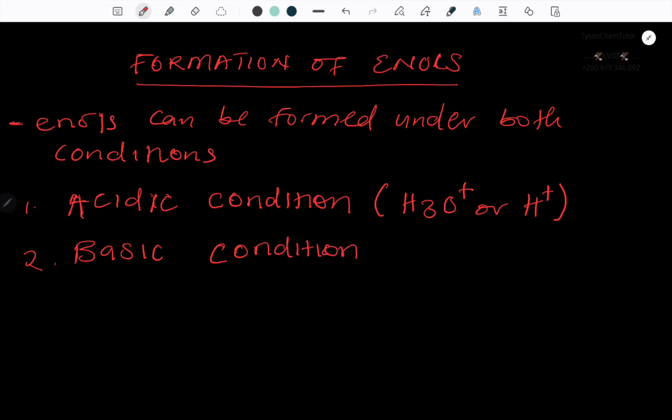Now this basic condition is nothing but containing a base. A base can be denoted by OH minus. Those are the conditions that we're going to be talking about. So whenever we say basic condition, just know that it's OH minus. Acidic condition, just know that it's H3O+, the hydronium ion, or H+. Here you can pick any acid of your choice, or any base of your choice. It will result in formation of an enol.